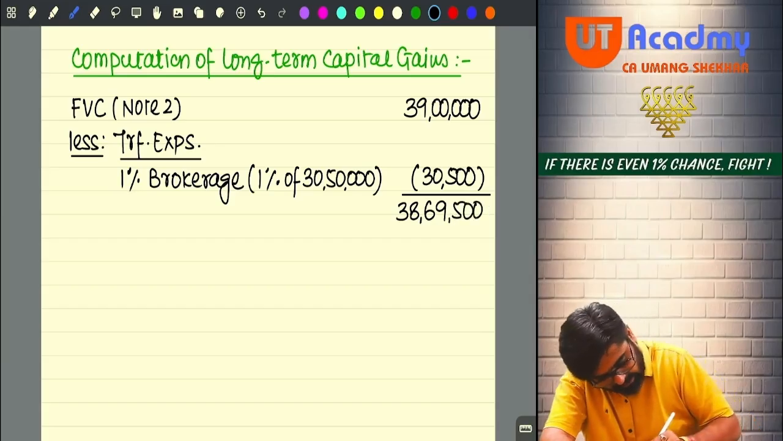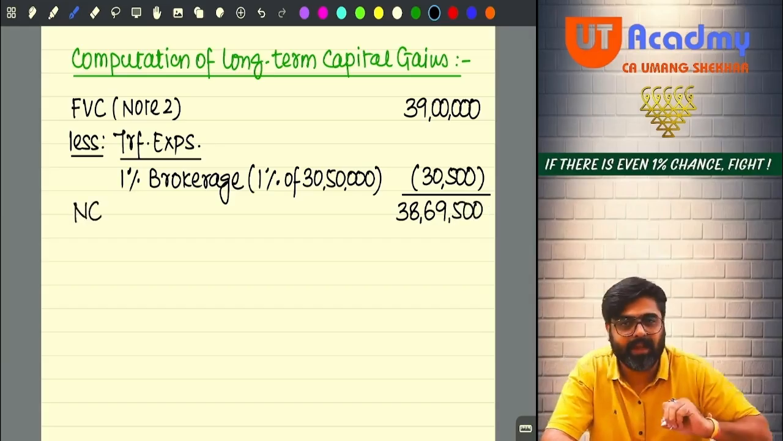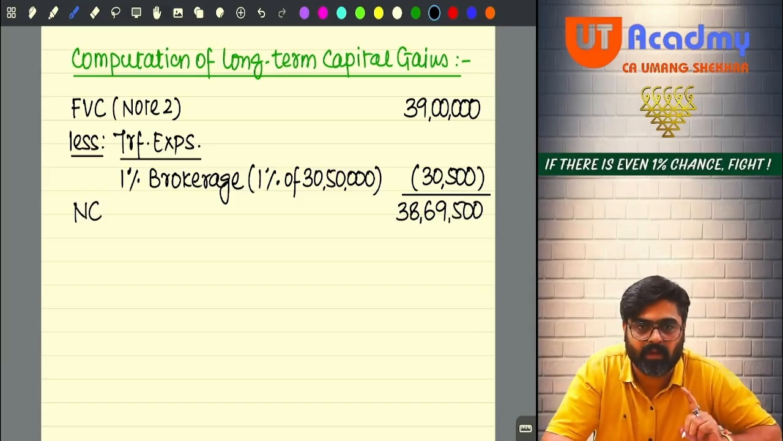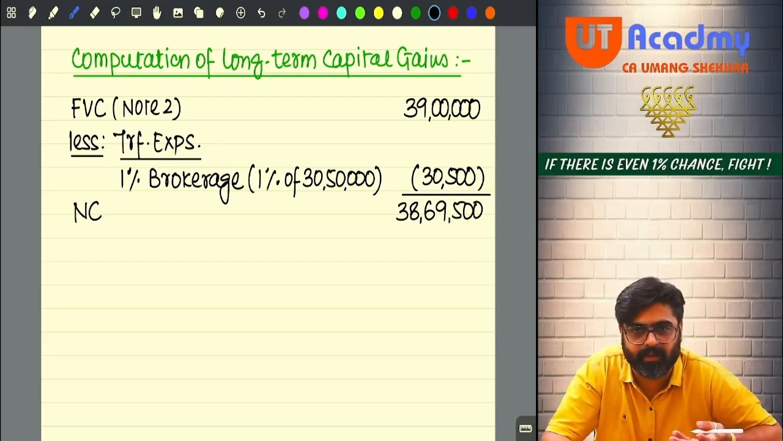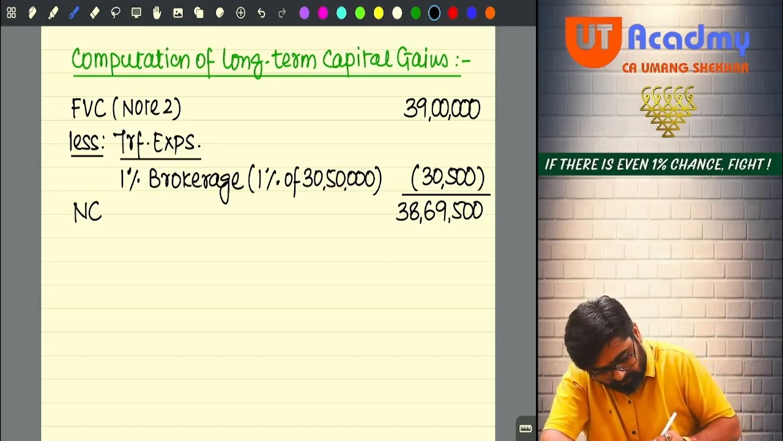38,69,500. Can I say this is my net consideration? In the exams, avoid writing FVC and all. Write the full forms. In the class only we are doing it to save some amount of time. Okay, less.